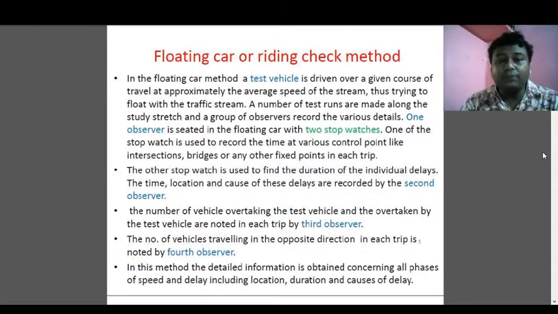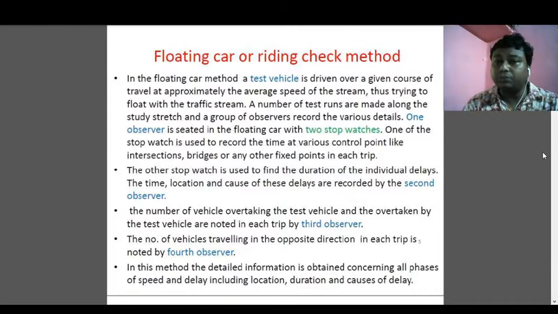The number of vehicles overtaking the test vehicle and overtaken by the test vehicle are noted in each trip by the third observer. So what does the third observer do? The third observer notes down the number of vehicles overtaking my car and the number of cars I am overtaking. So this is the activity of the third observer.